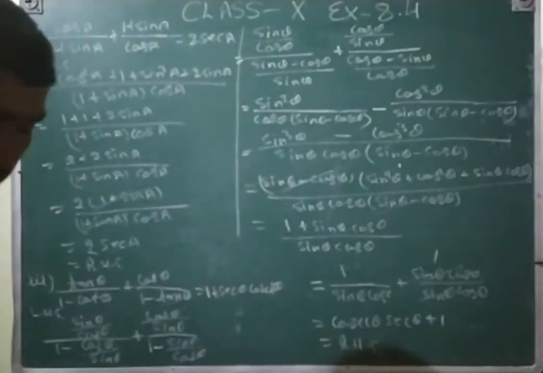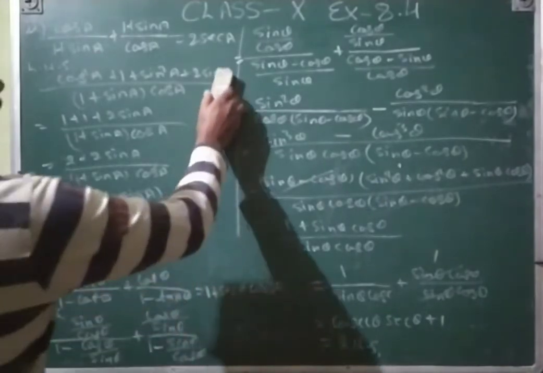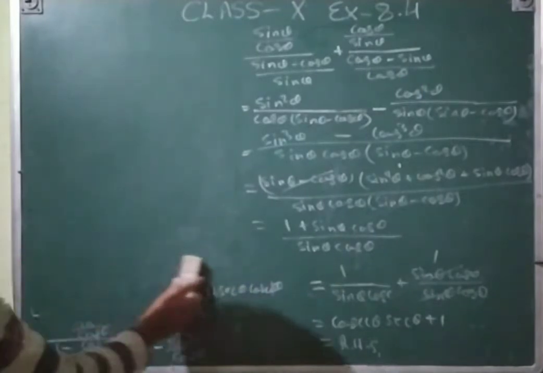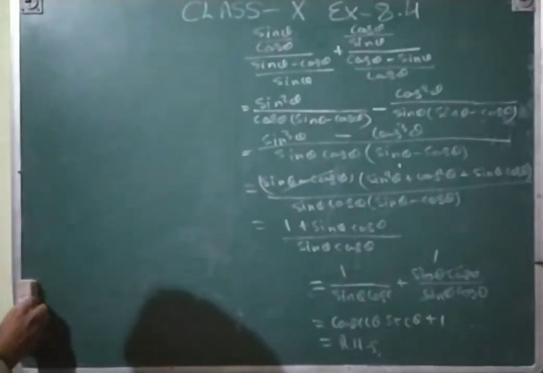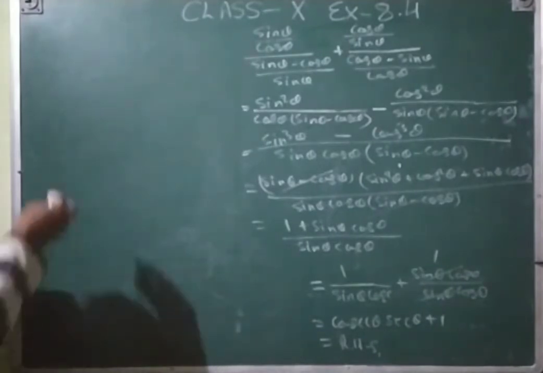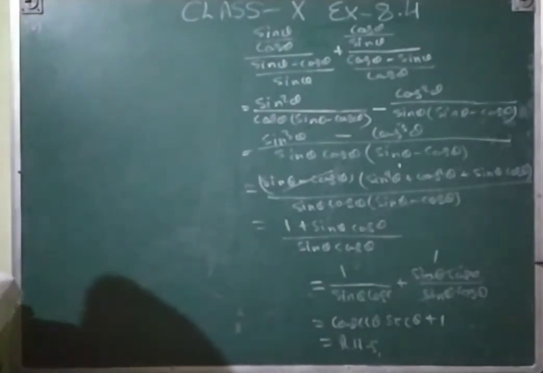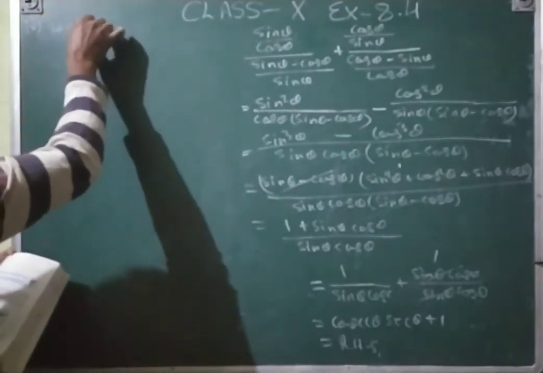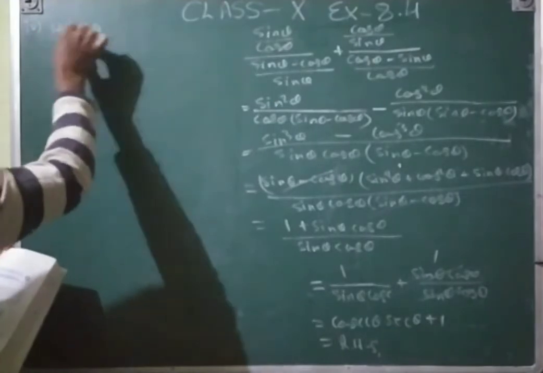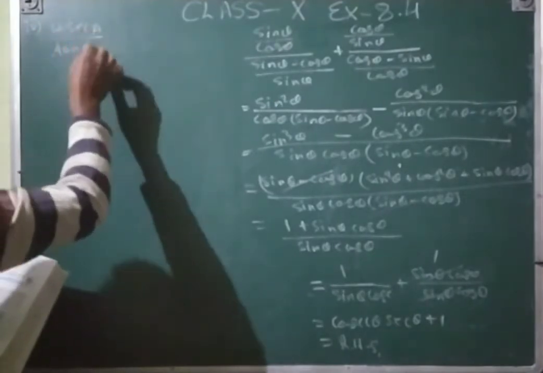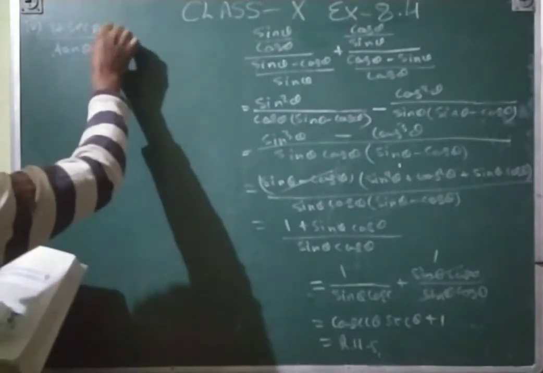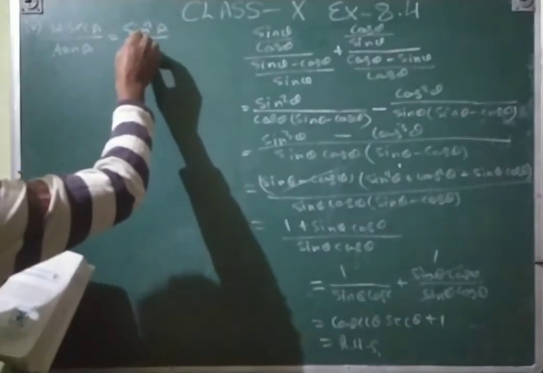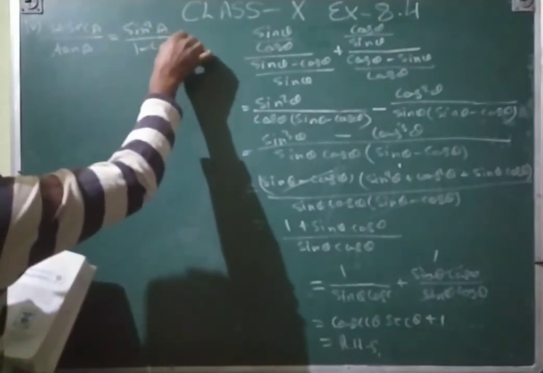That one, we have found that one, same thing. And then next question, that fourth part: (1 plus sec A) upon tan A is equal to sin square A upon 1 minus cos A.